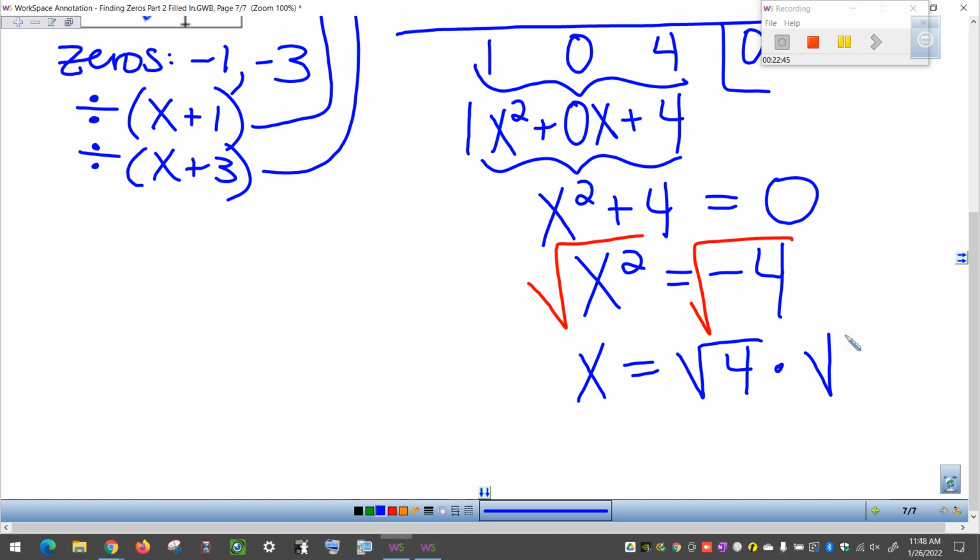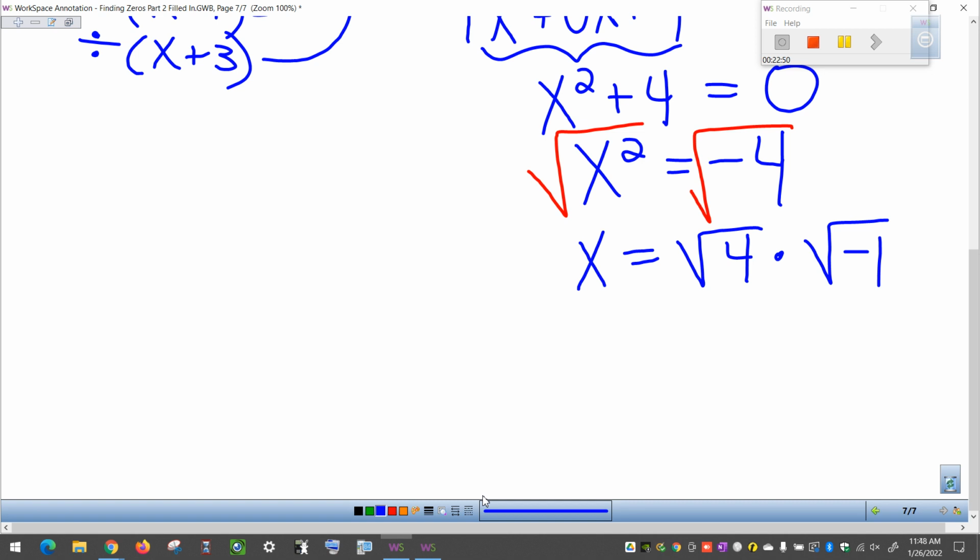If we think about splitting this up, it's really the square root of 4 multiplied by the square root of -1. When we introduce the square root symbol into the problem, we have to put the plus or minus sign out in front. So this is going to become plus or minus 2. And then the square root of -1 is i.